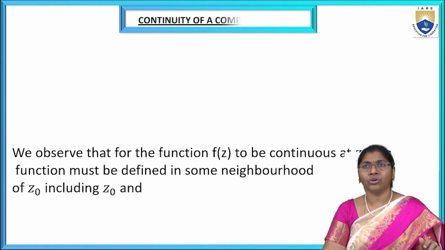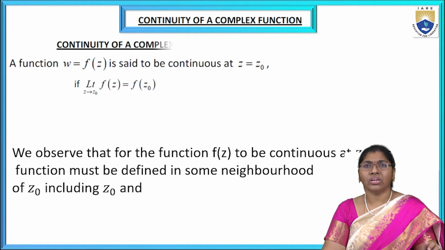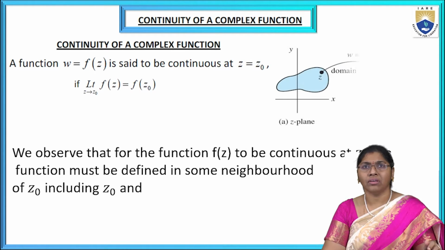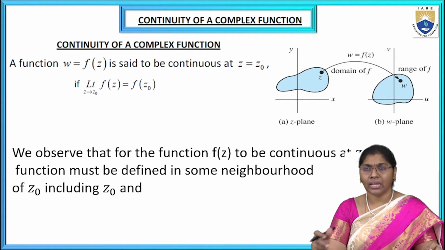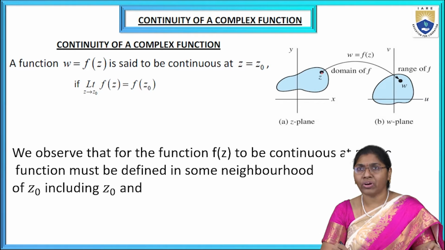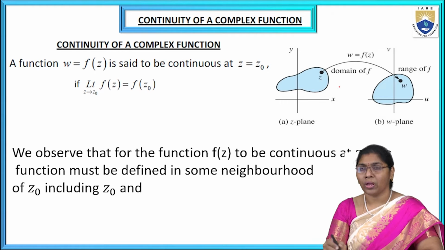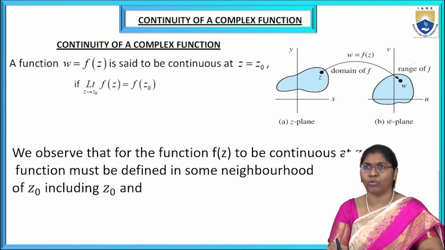Next, continuity of a complex function. A function w equal to f of z is said to be continuous at z equal to z naught if the limit as z tends to z naught of f of z equals f of z naught. Here, as earlier in the limit of a complex function, this is the domain and now the range is this one. From domain to range, w equal to f of z. This is the z plane and this is the w plane.